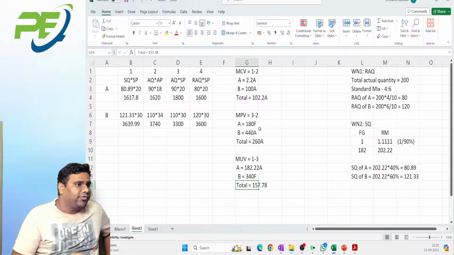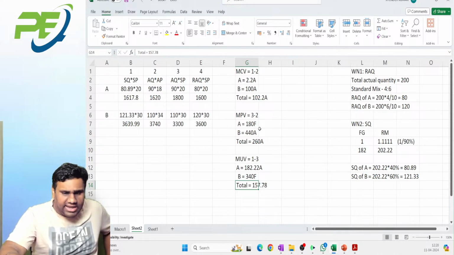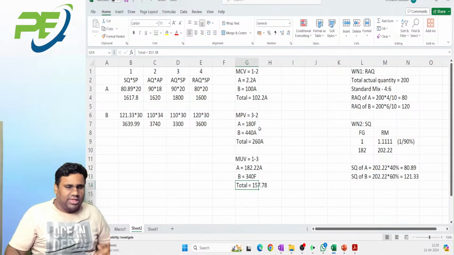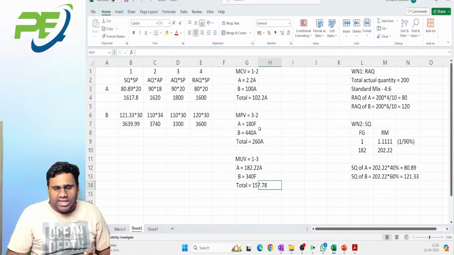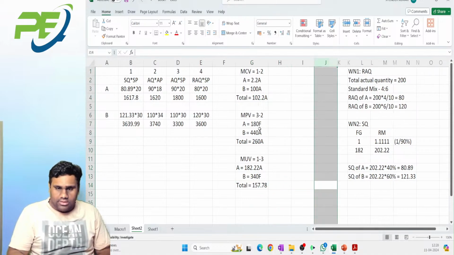Before you continue further, always get a good habit of checking your answer. 180 F for A and 182.22 A, total 2.2 A. And for B, 440 and 340, 100 A. So obviously the total will be the same. So check and then continue. Don't be in a rush to just complete the problem.